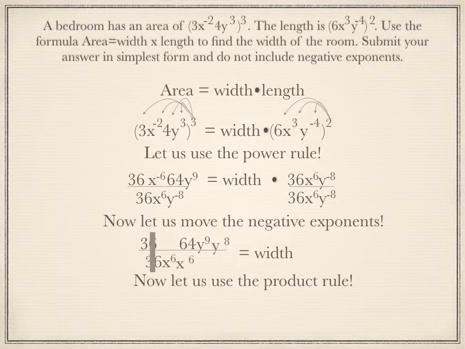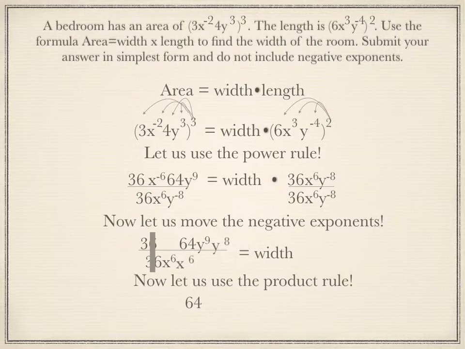So let's go ahead and divide 36 divided by 36, which is 1. 1 times anything is just itself. So that's why we say the 36 cancels each other out, because we have 1 on top and 1 on bottom. So we've got 64, y to the ninth, y to the eighth on top, and x to the sixth and x to the sixth on bottom.